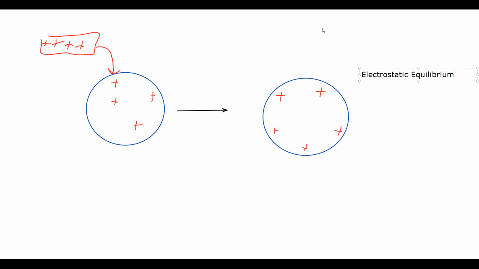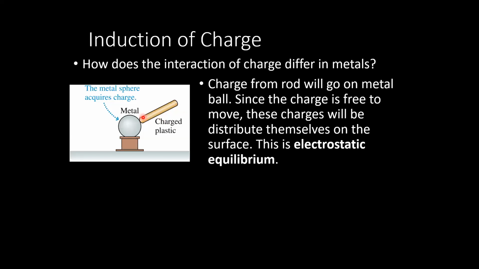It's essentially saying that every single charge is going to have a net force of 0. When that happens in a conductor, the charges space themselves evenly around the conductor, especially with a sphere, in order to maintain this electrostatic equilibrium. That's what's going on here. As I bring this charged plastic rod, which I guess would have negative charges, the negative charges will disperse themselves evenly around this metal sphere.